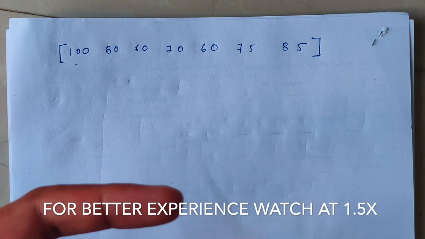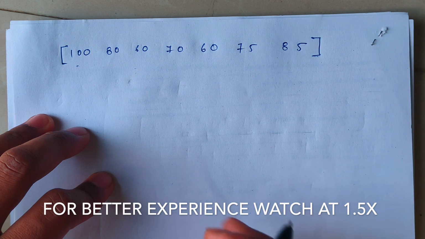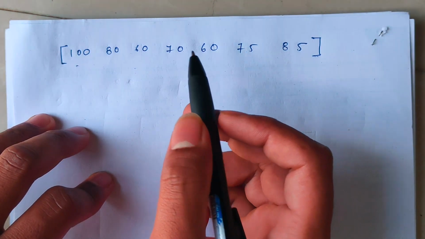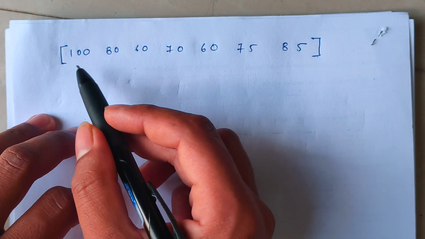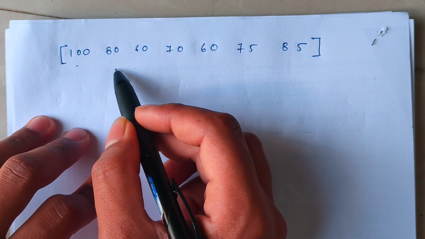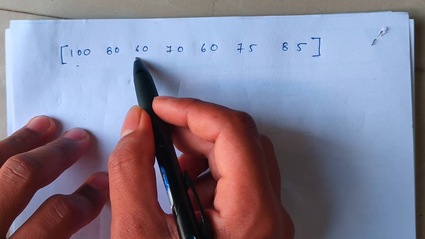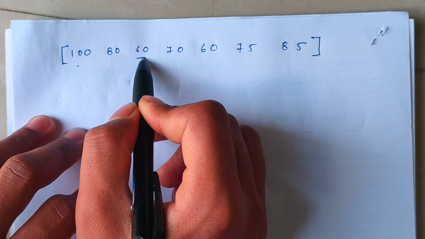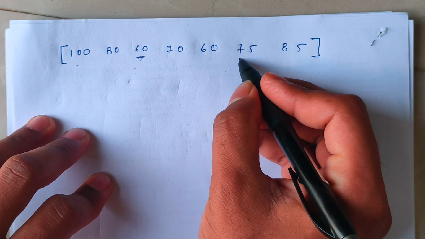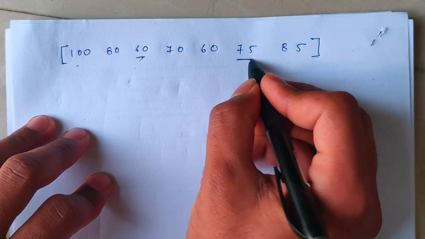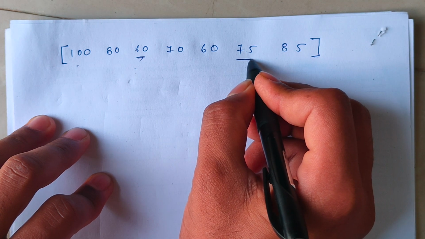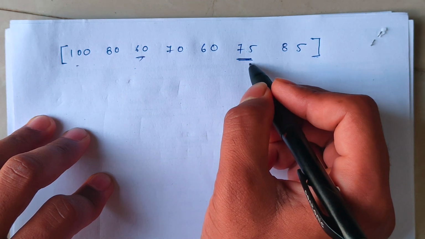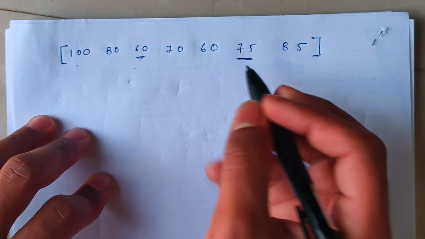Let's understand the problem first. What we need to find here: we need to find the consecutive number of stock prices before any element which are less than or equal to that price. Like for 75, how many stock prices are less than or equal to 75 and which are consecutive just before 75?